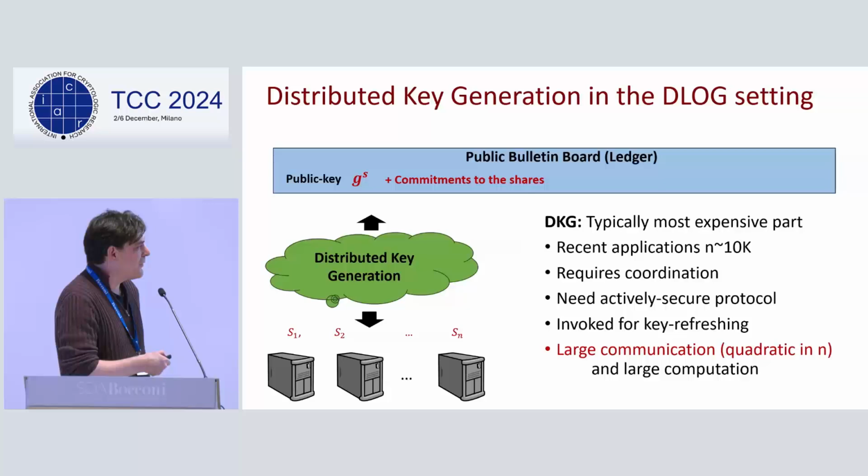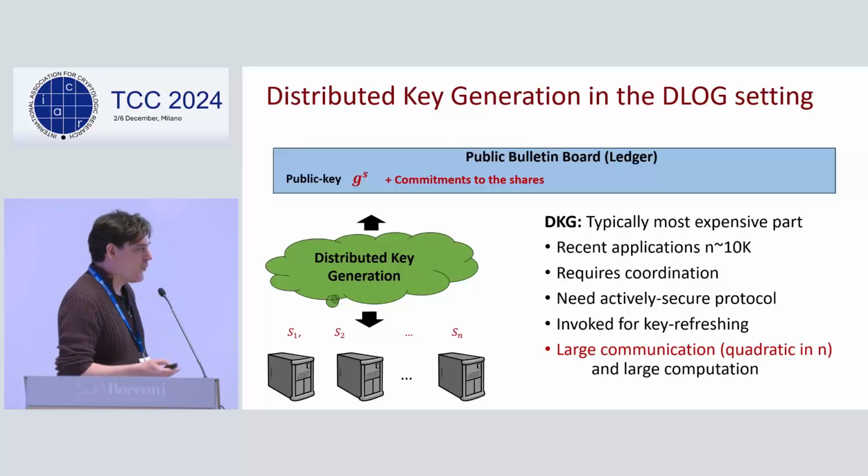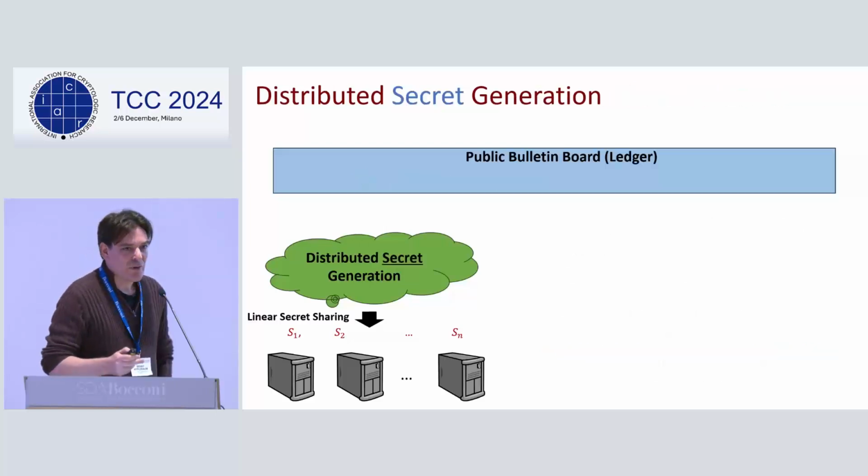And for this, we need an actively secure protocol. You might think that this happens once and for all, but this is not the case. You apply it every time that you want key refreshing, which is quite occasional in modern systems. So we want to minimize the communication of this, and standard solutions typically have communication which is quadratic in the number of parties.